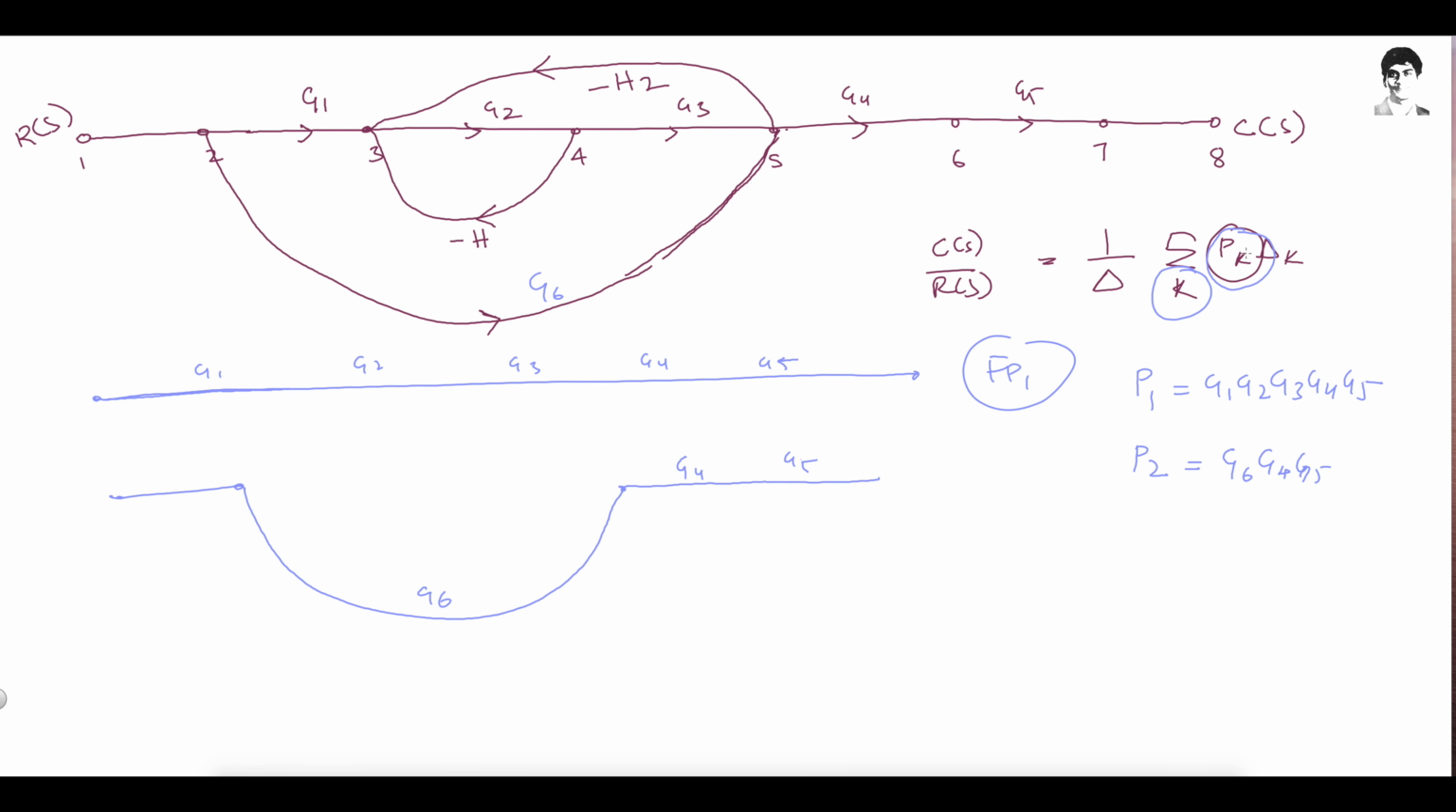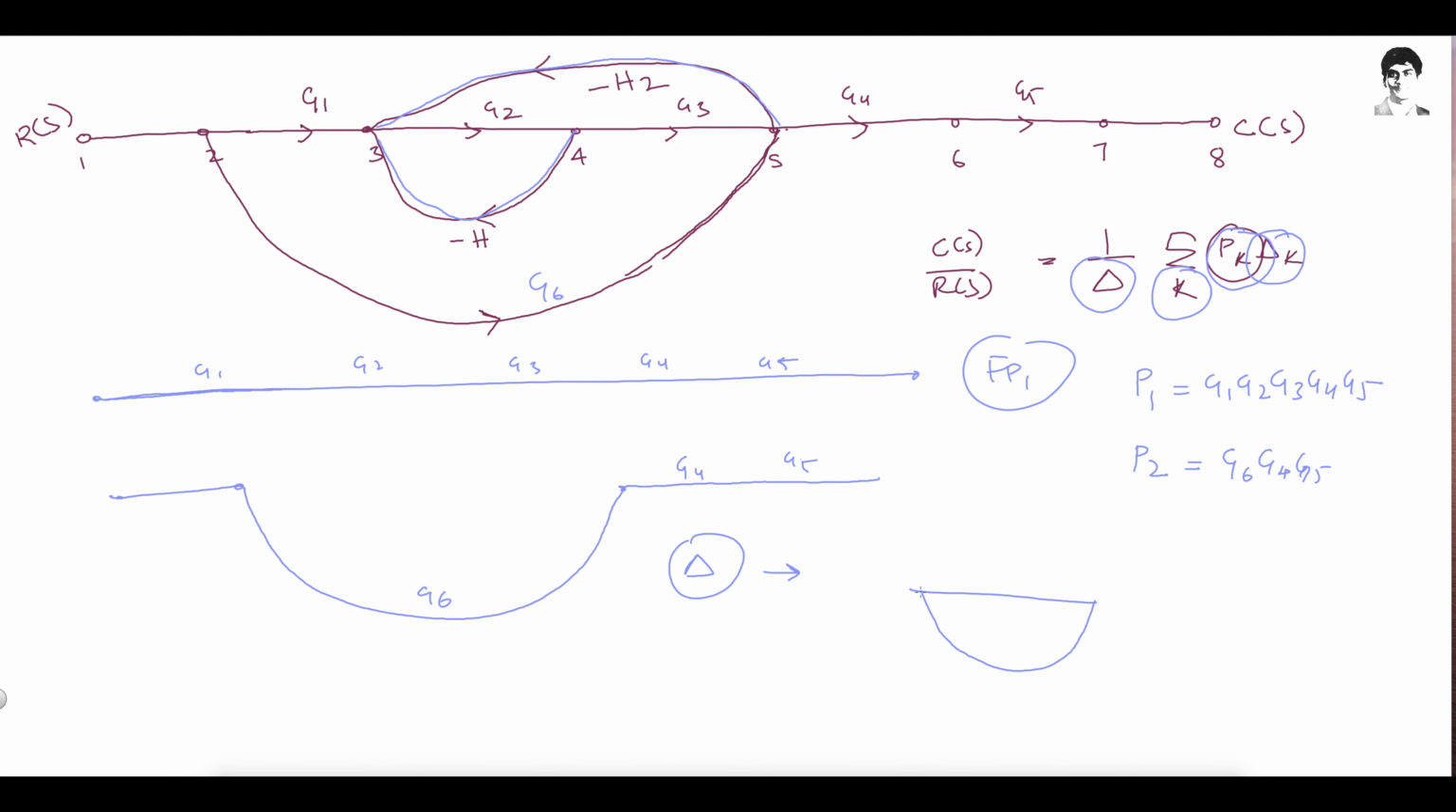Now we have to find out delta K values. How many loops do we have here? We have 1 and 2. So first we find out delta. Let us find out the gains of these loops. So what are the two loops here?